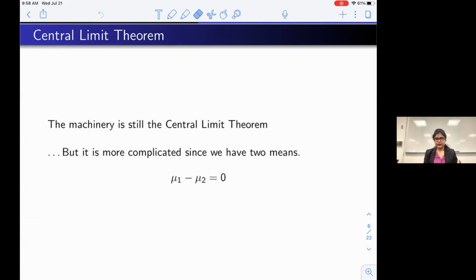But as we are going to deal with two groups, for sure we will be doing more mathematics. So it will be a little bit complicated, but not that much if you understand what is going on in these questions.